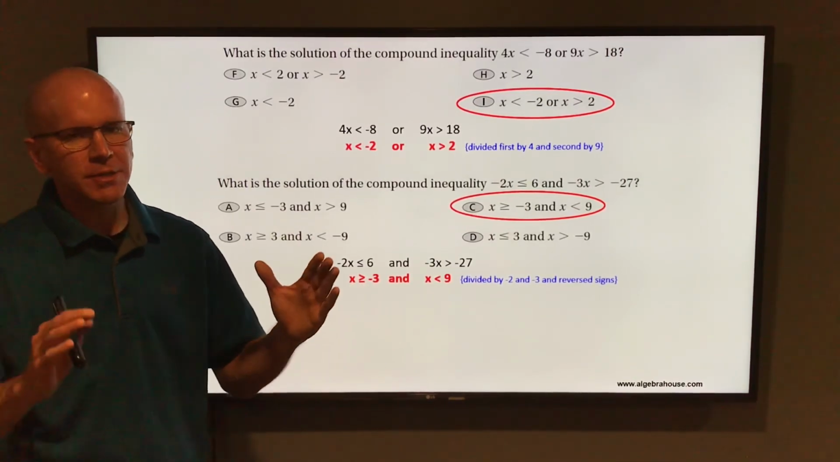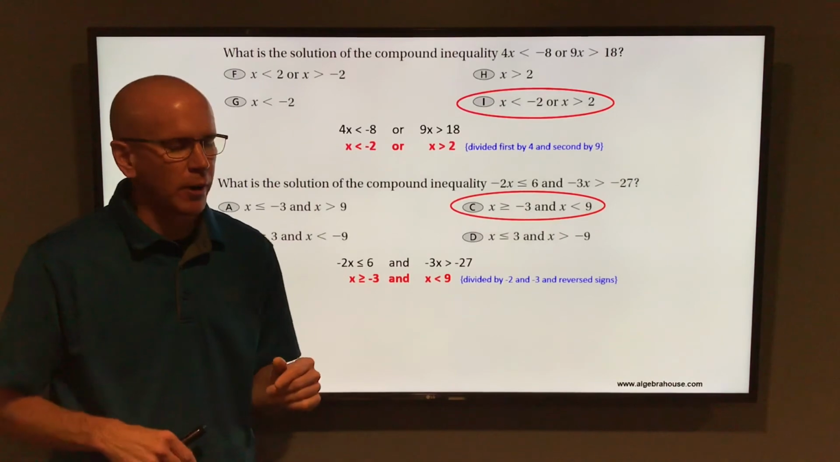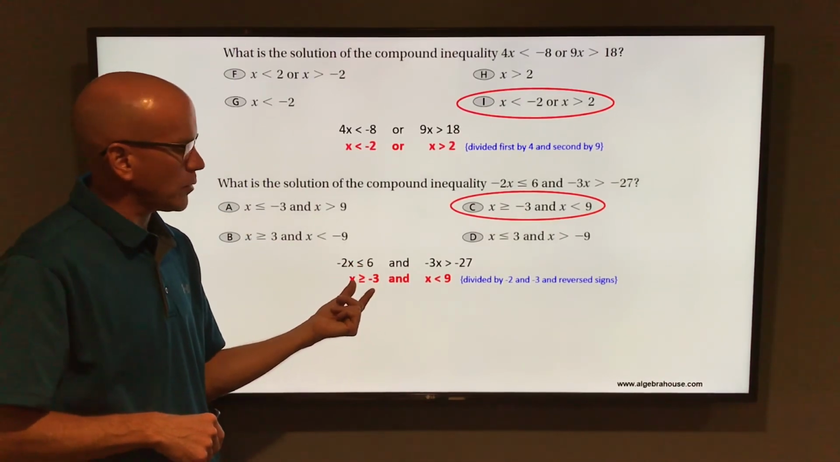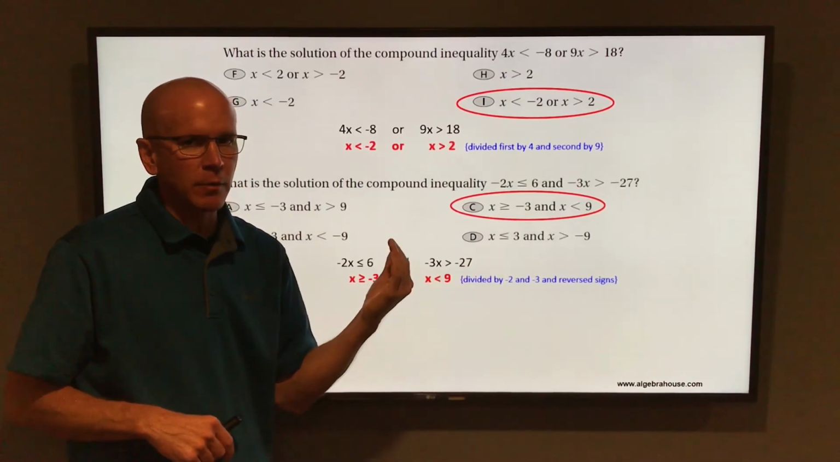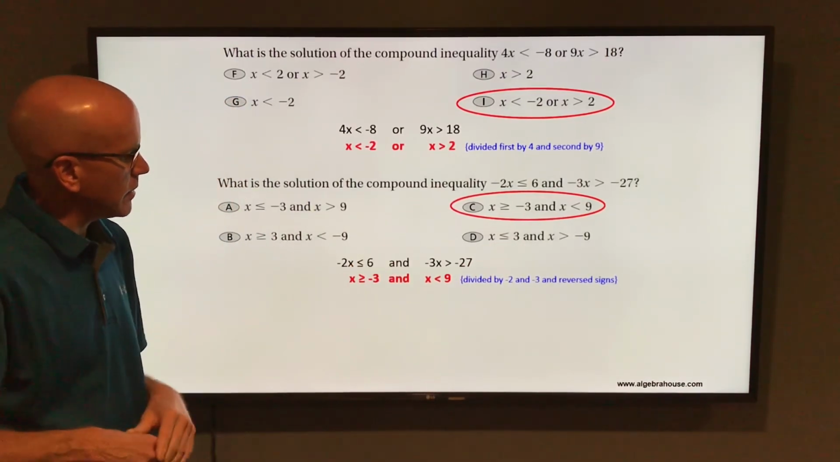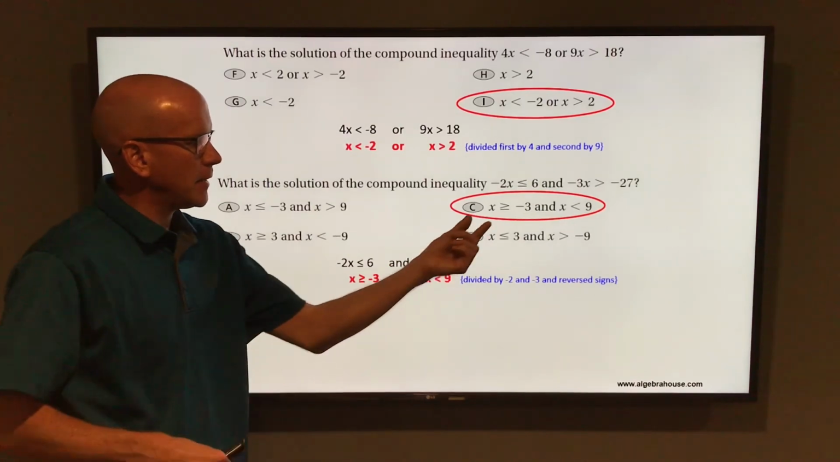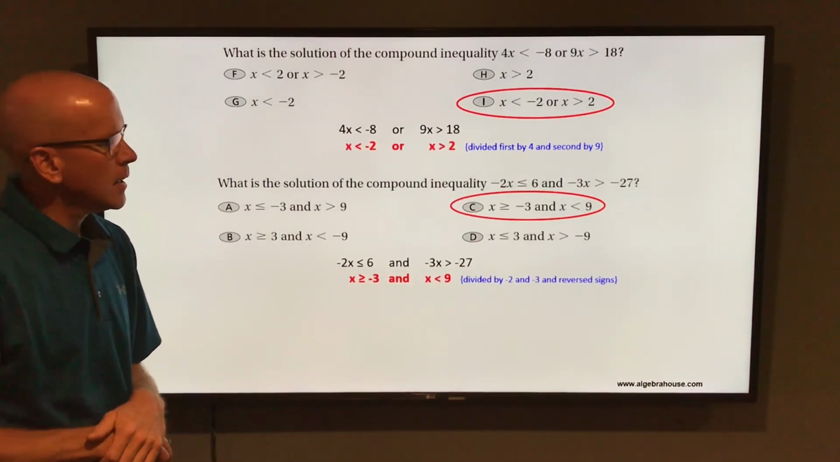So the graph of this, it's an and inequality. It would come together as 1. You would put a closed circle on negative 3, start going to the right. You'd put an open circle on 9, start going to the left, and you would see that x is anything between negative 3 and 9, could also be negative 3. Letter C is correct.